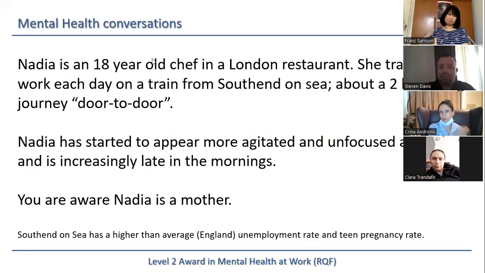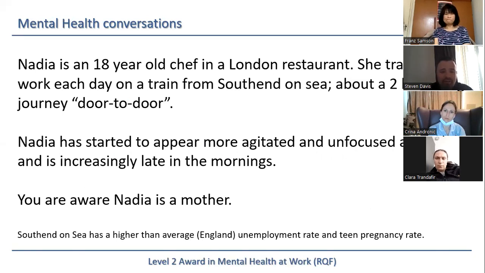So let's just have a conversation here. Nadia is an 18-year-old chef in a London restaurant. She travels to work each day on the train from Southend, a journey of about 2 hours door-to-door. Nadia has started to appear more unfocused at work and is increasingly late in the morning. You're aware that Nadia is a mother. So what would we be thinking here about Nadia? How could we approach Nadia in this situation?